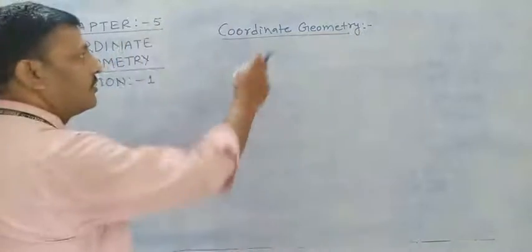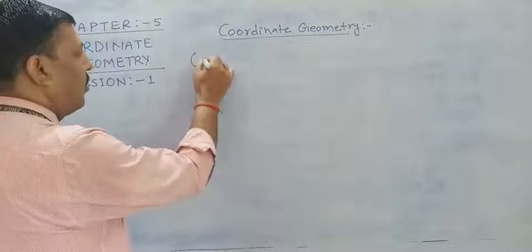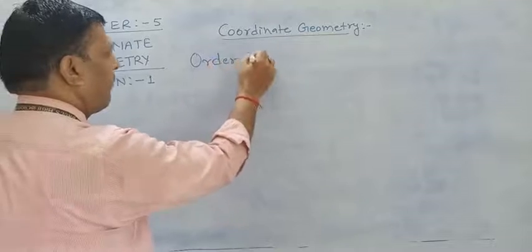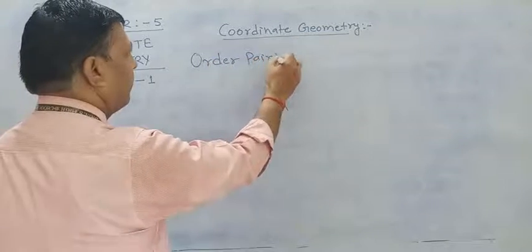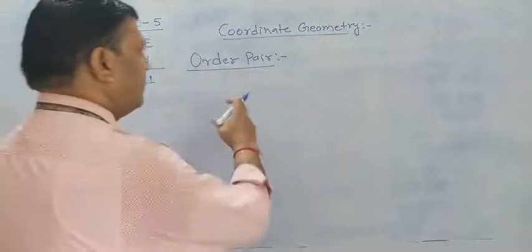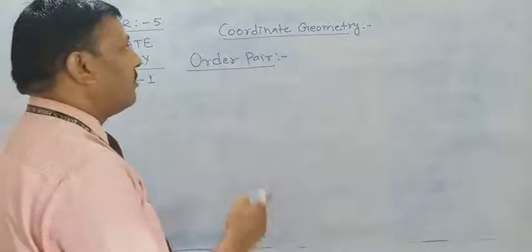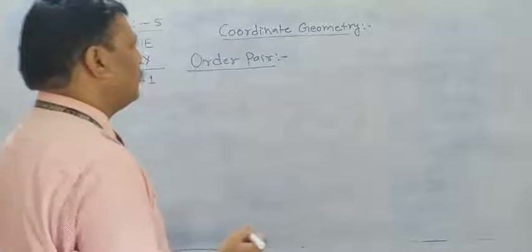So before we start coordinate geometry, first of all we consider what is the meaning of ordered pair. It is very necessary to understand the ordered pair to demonstrate coordinate geometry.